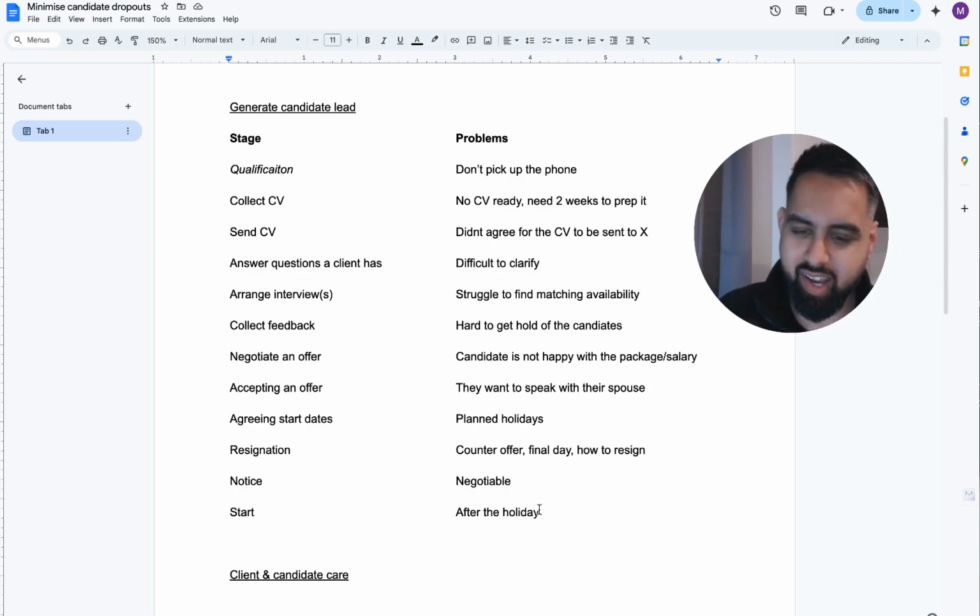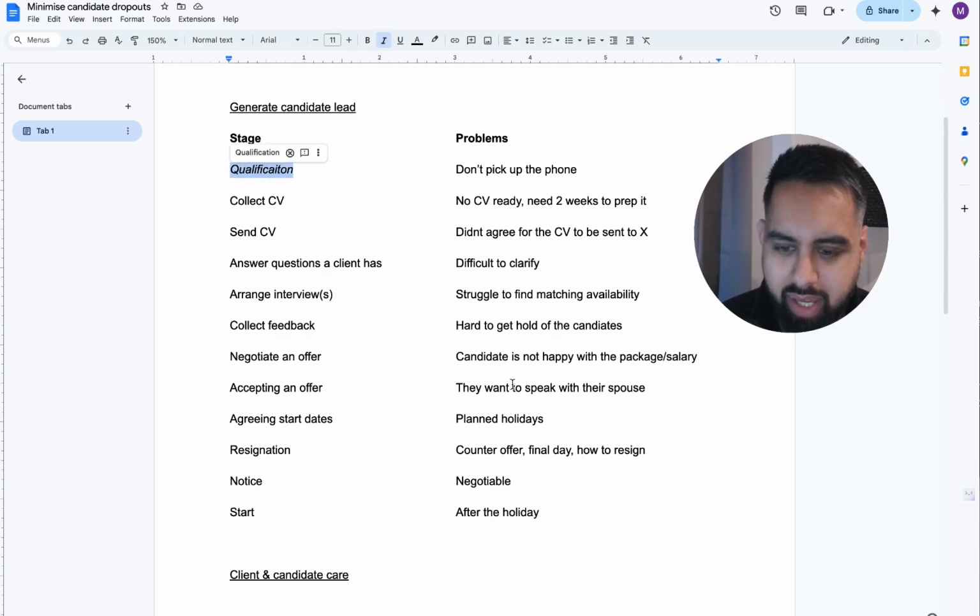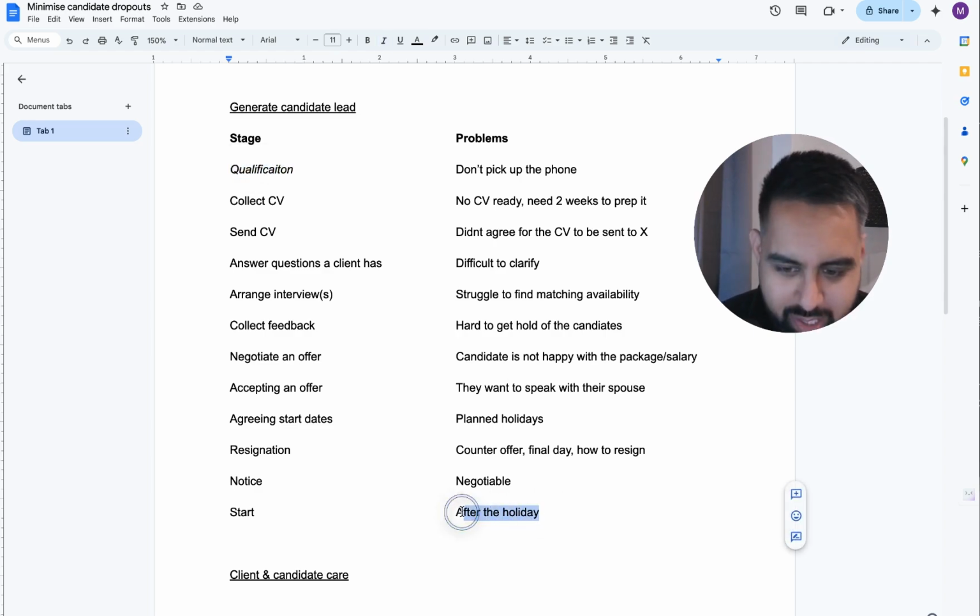Like they've resigned, everything is done, final day is done, and now they've got this planned holiday and they want to start after the holiday, and it just delays everything altogether. So when you consider all of these challenges, you can reframe every single one of these challenges into a question that you can ask up here. So do you have any holidays planned?